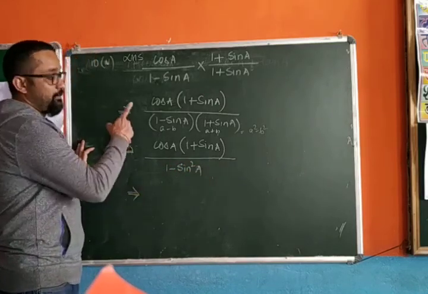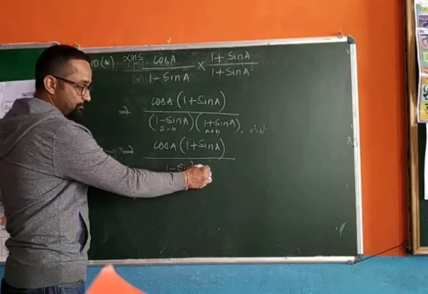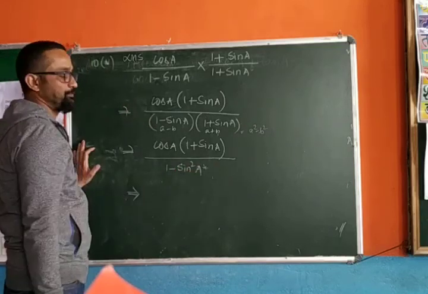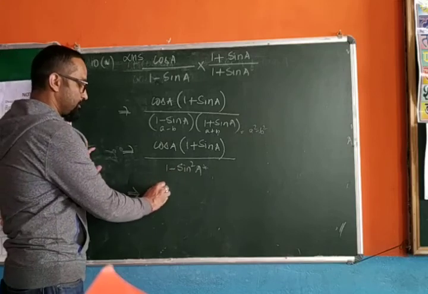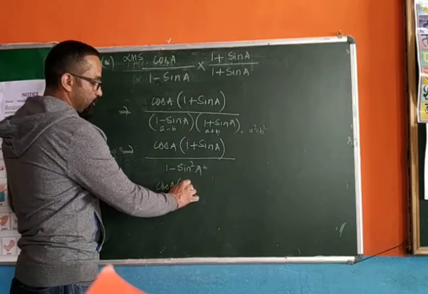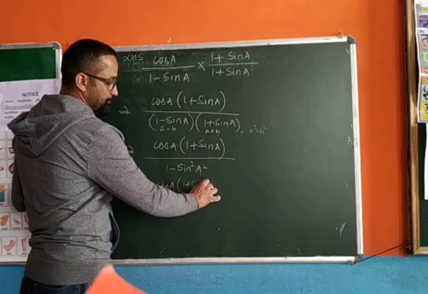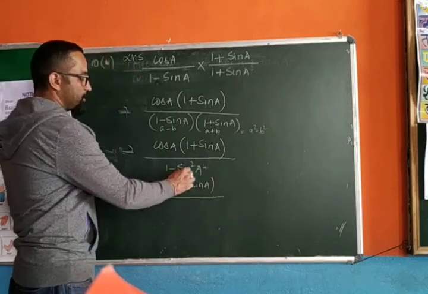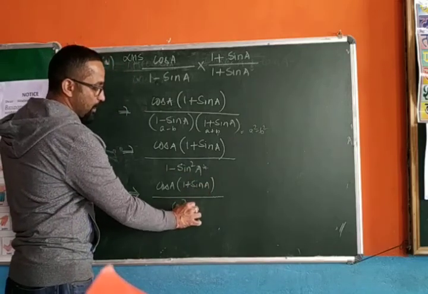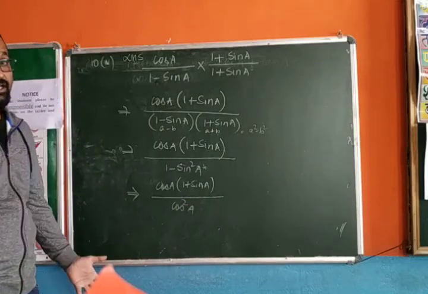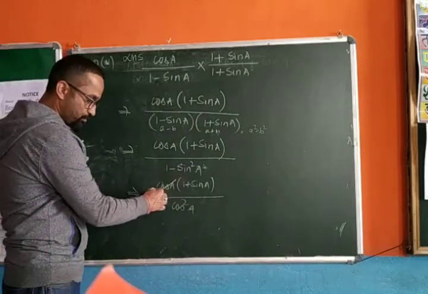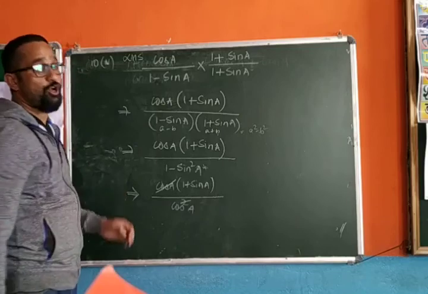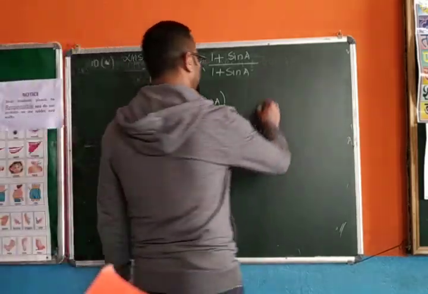After using the algebraic formula, you have to use the identity here. 1 minus sine square A, cos A bracket 1 plus sine A. 1 minus sine squared can be written as cos square A, by the identity. Cos from the numerator and the square from the denominator cancel.